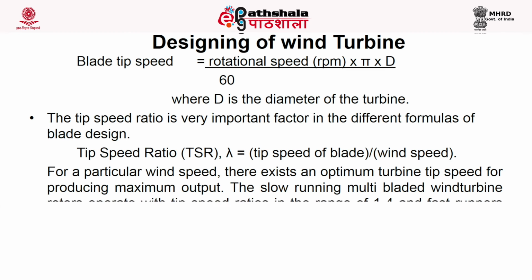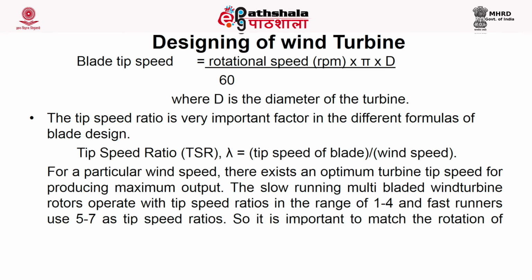For a particular wind speed, there exists an optimum turbine tip speed for producing maximum output. The slow running multi-bladed wind turbine rotors operate with tip speed ratios in the range 1 to 4, and fast runners use 5 to 7 as tip speed ratios. So, it is important to match the rotation of the wind turbine to the corresponding wind speed.